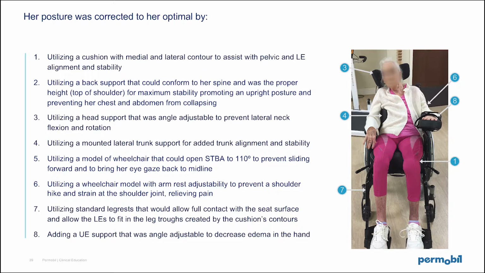And so I want to bring one thing to everyone's attention with this client. As you're seeing this picture, you can still see that she has a slight lateral flexion of her neck and that her trunk is slightly still leaning to one side. So I didn't create perfect, but I did supply her with her optimal, allowing her to meet her goals and function as an active member of society again.